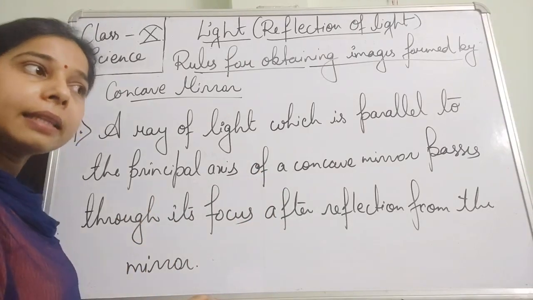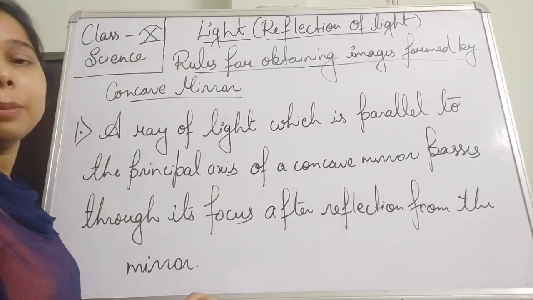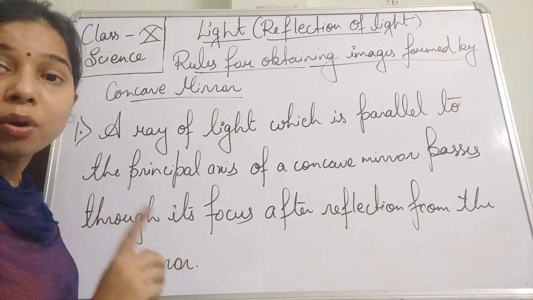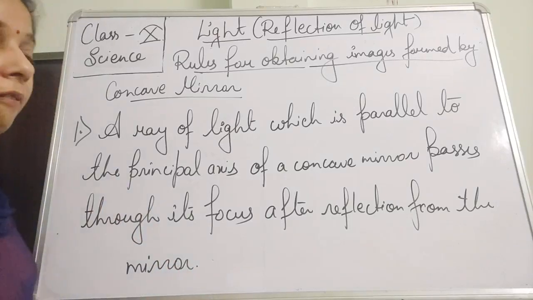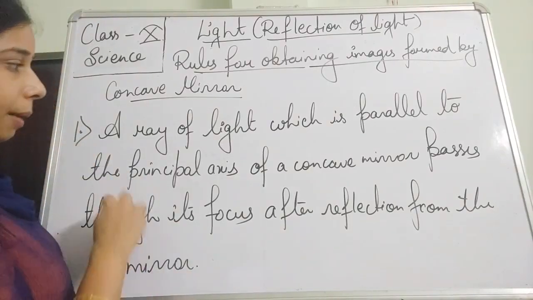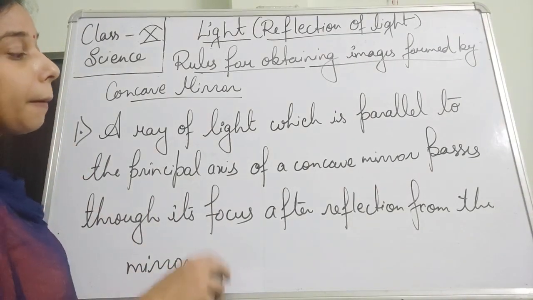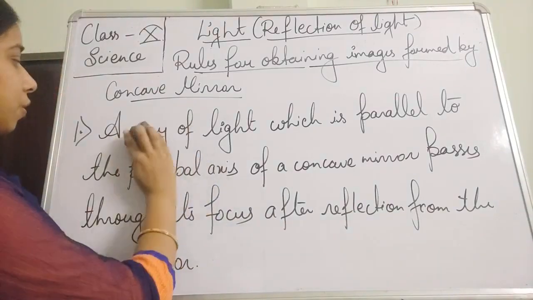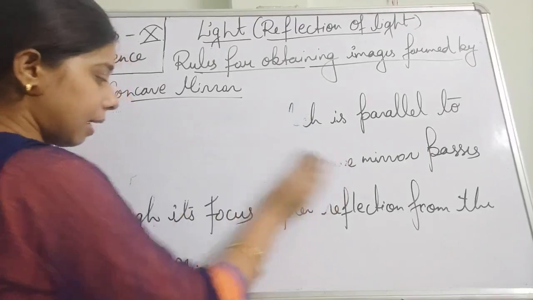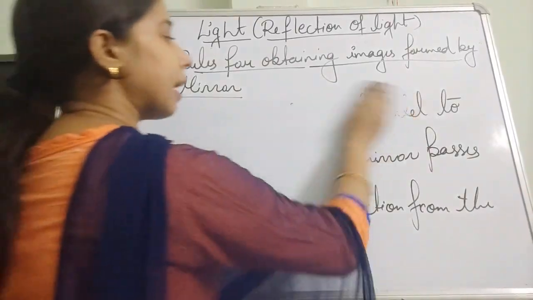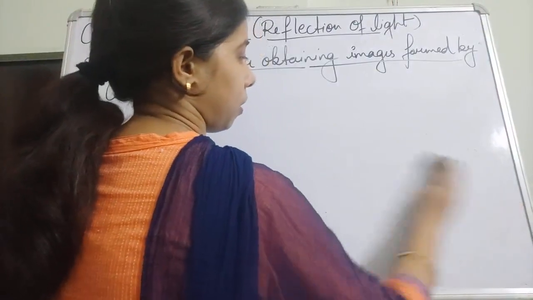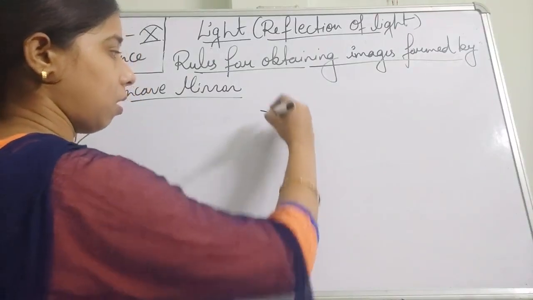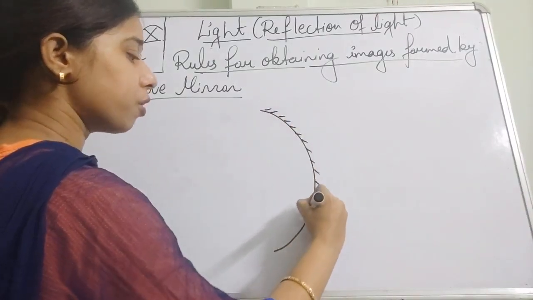We have already seen this, but again I am telling you that when a parallel beam of light falls on the surface of a mirror, it will always get reflected back through the focus. Okay, so whenever a diagram is there, I hope you have understood this. I am reading it again for you: a ray of light parallel to the principal axis passes through the focus after reflection. So we can understand this with the help of a diagram. This is a concave mirror. This is the polished surface.